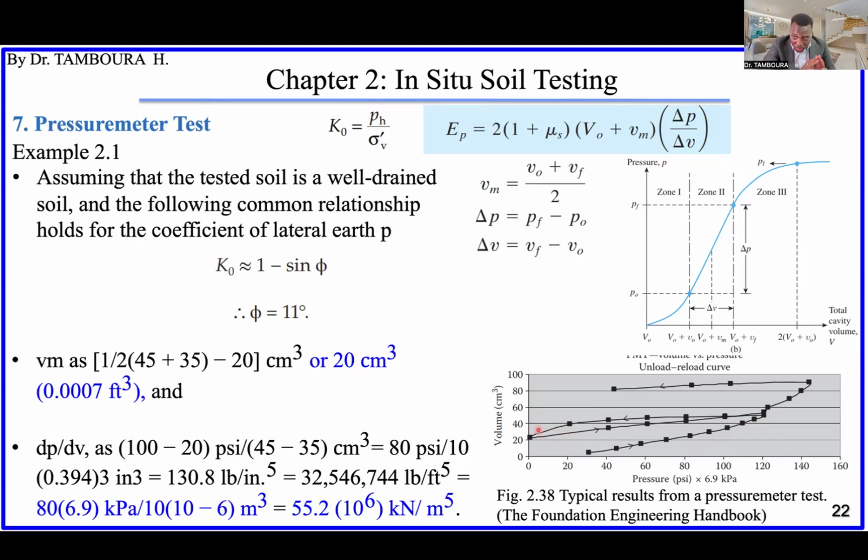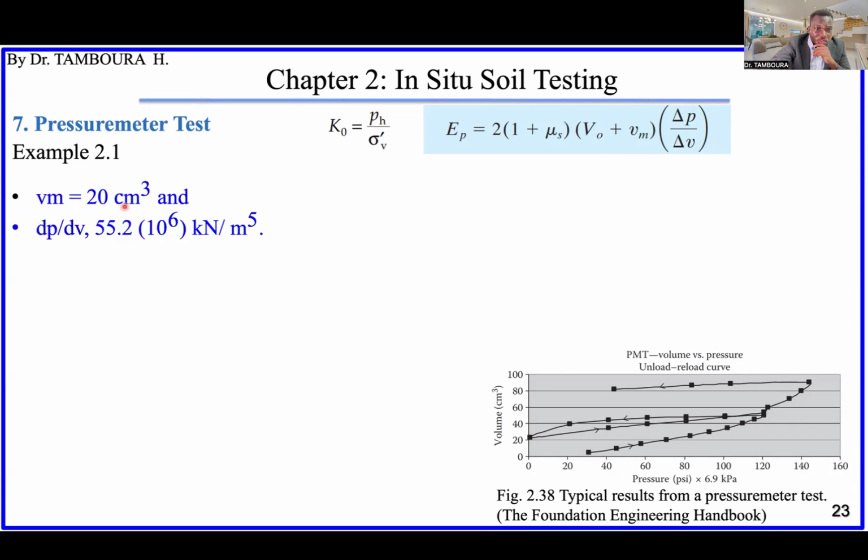So as you can see, everything will depend on how good you are at identifying the linear zone. Okay, that zone is important. So after doing many conversions, you can obtain this like this in kilonewton per meter to the power 5, something like that. It's big. I will put the result here. Okay, this VM we obtain here in this one.